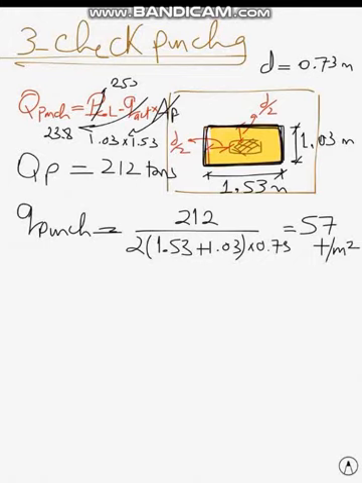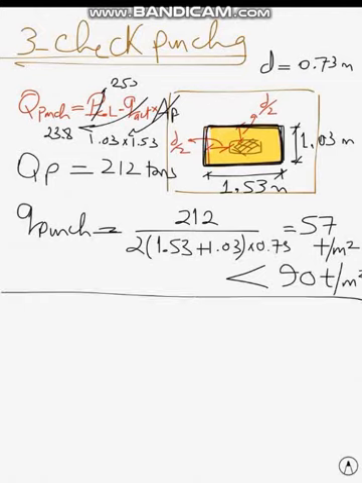I have also here a fixed value which I can compare it to, which is equal to 90 ton per meter square. If it is lesser than this value, so it is okay, accepted. If it is not, so I have to increase thickness. And finally, the reinforcement.